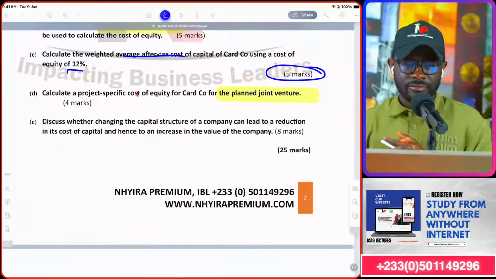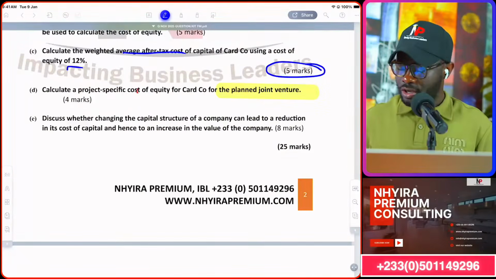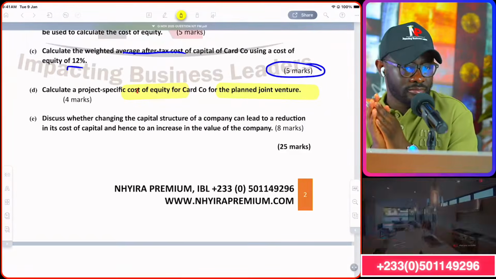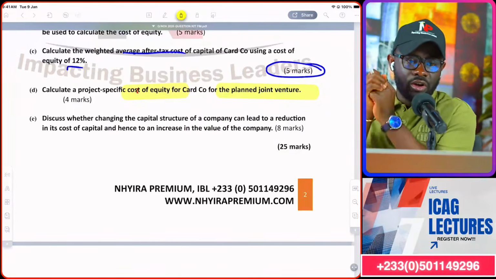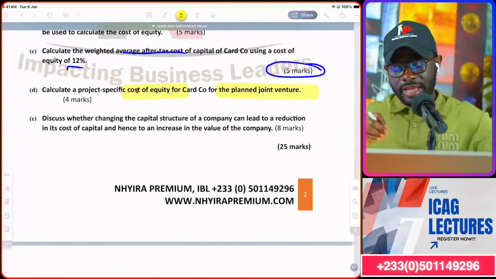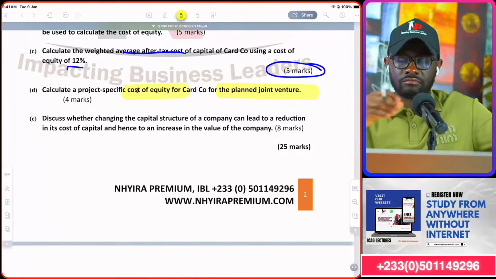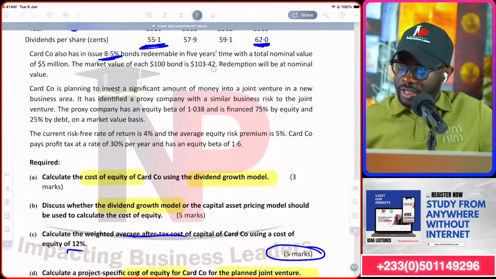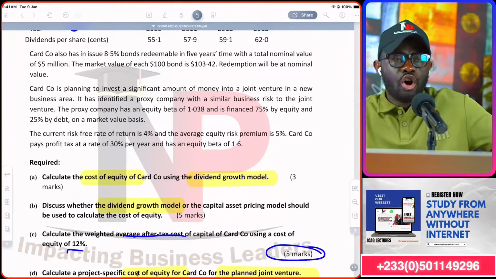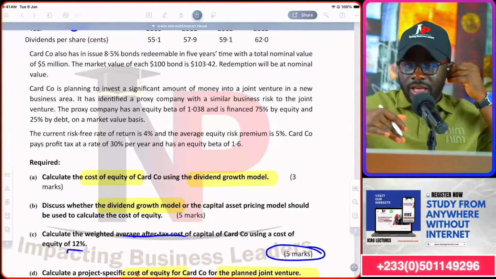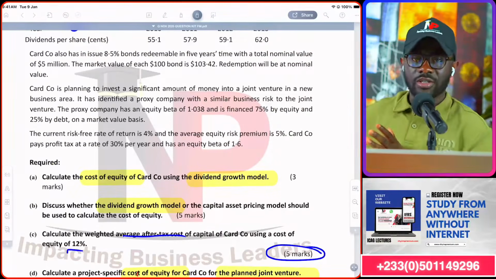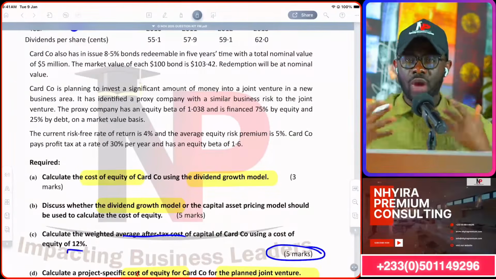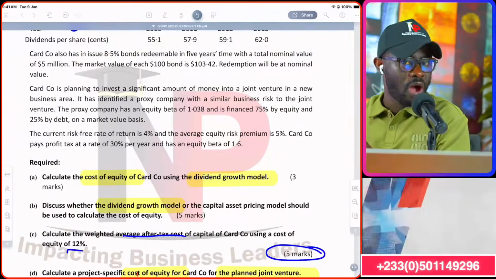Let's come to D. D then says, calculate the project cost of equity for CADCO for the planned joint venture. Stay with me carefully. Calculate a project-specific cost of equity for CADCO for the planned joint venture. Okay, so let's go and finish reading the question. Again, one of the things you got to be mindful of is, as I say always, if you follow my work, knowing which part of the story is to help you to solve which segment of the requirement of the question. Very important. So you don't become overwhelmed with unnecessary information based on where you are at.